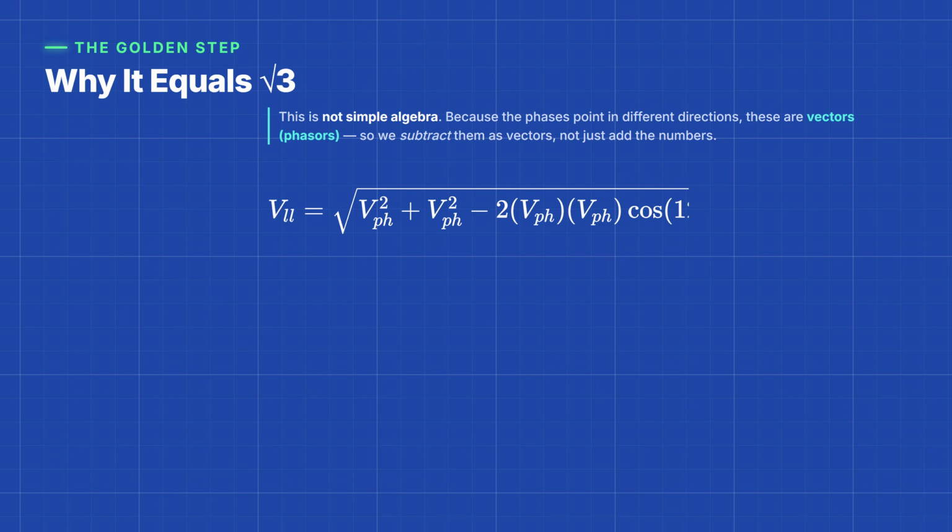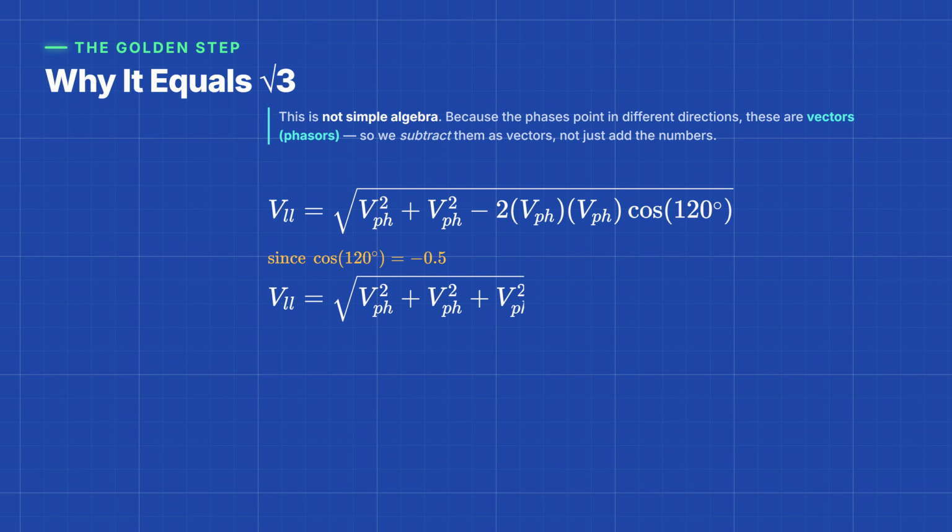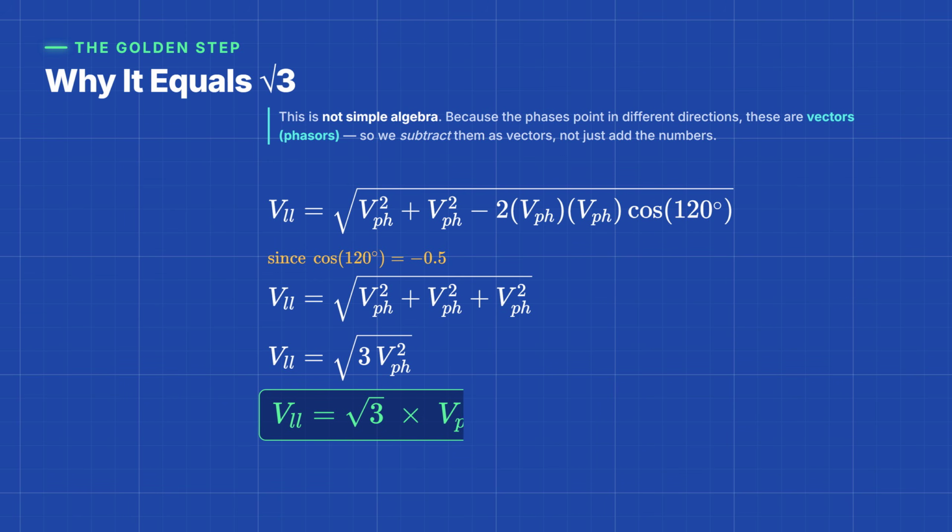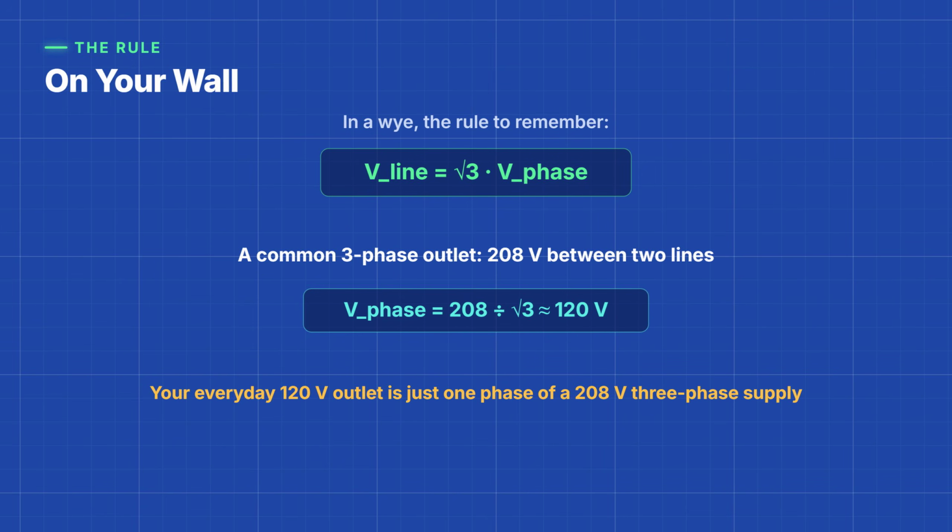Now the key step, the cosine of 120 degrees is minus 1/2. So that last term flips to positive, and we're left with V phase squared plus V phase squared plus V phase squared. Add those up, and that's 3 V phase squared, all under the root. And the square root of 3 V phase squared is simply root 3 times V phase. And there it is, written out line by line. The line voltage is root 3 times the phase voltage. So here's the rule to burn in. In a Y, the line voltage is root 3 times the phase voltage.